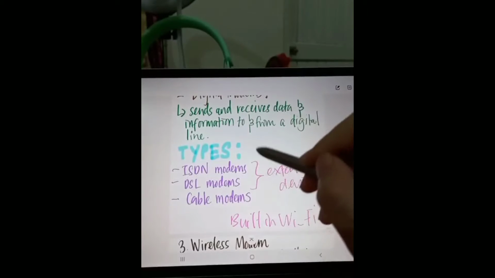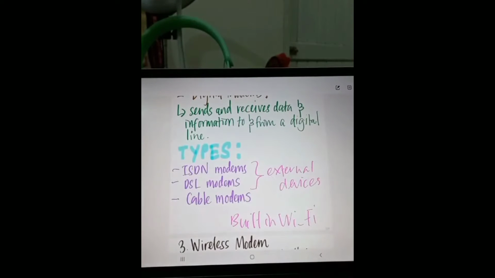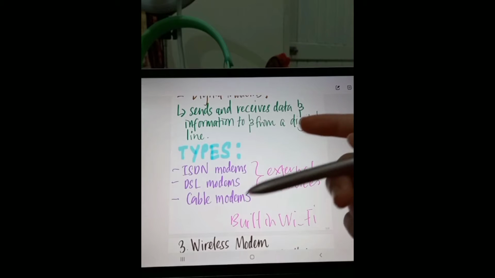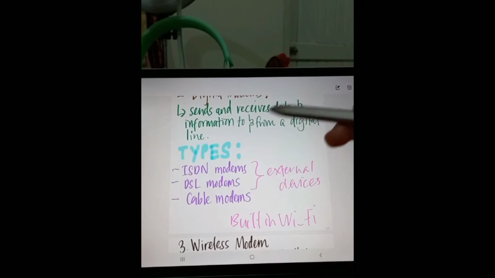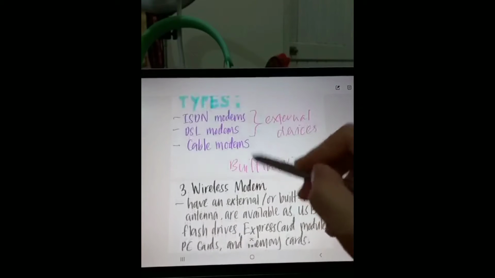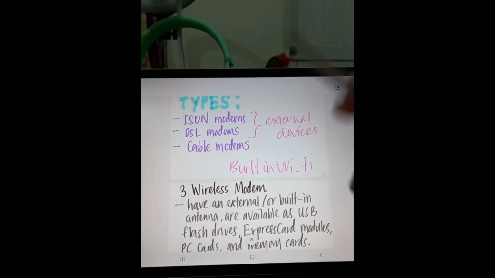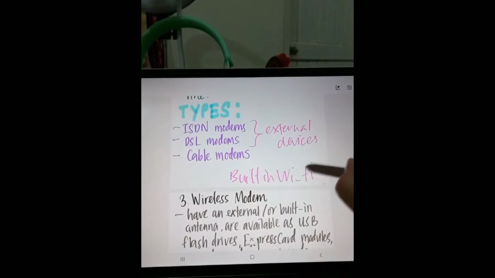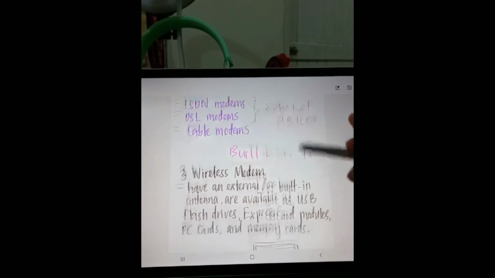ISDN modems and DSL modems are usually external devices in which one end connects to the telephone line, and the other end connects to a port of the system unit. These modems, the three of them, will typically include built-in Wi-Fi connectivity.